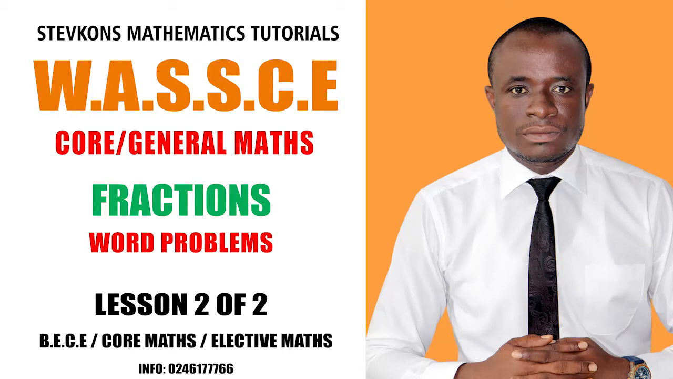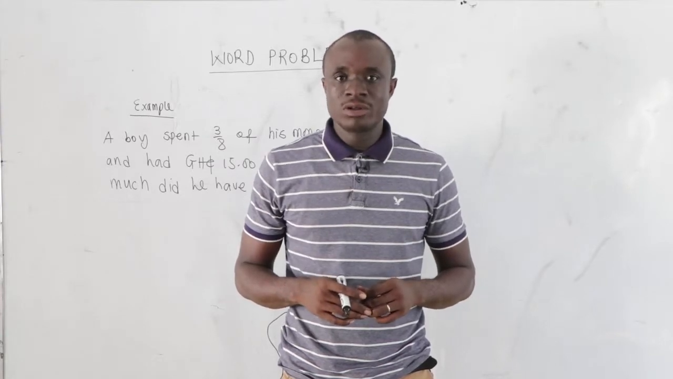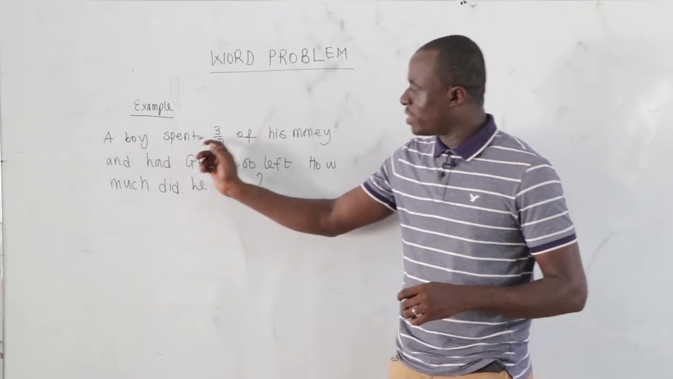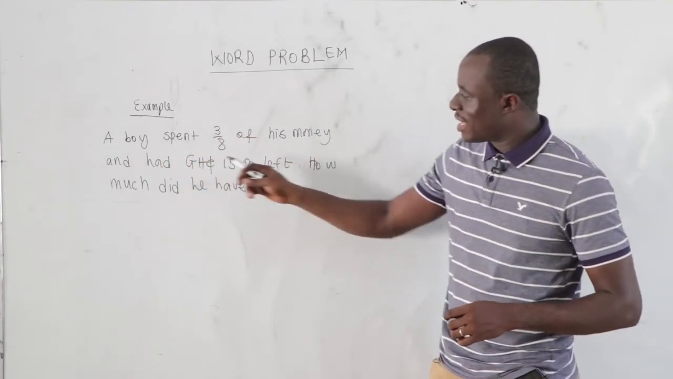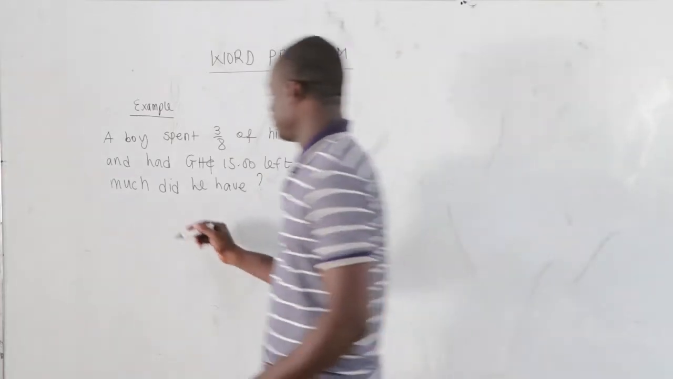Now, this is our second lesson on fractions, and today we're looking at word problems on fractions. Let's consider this example. A boy spent 3/8 of his money and had 15 cedis left. How much did he have?